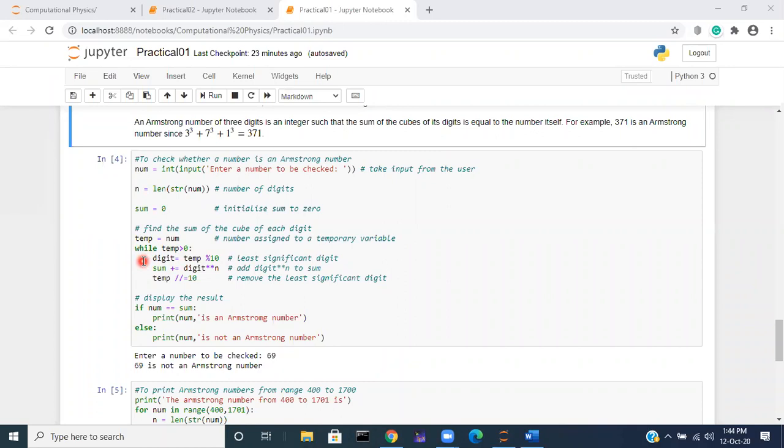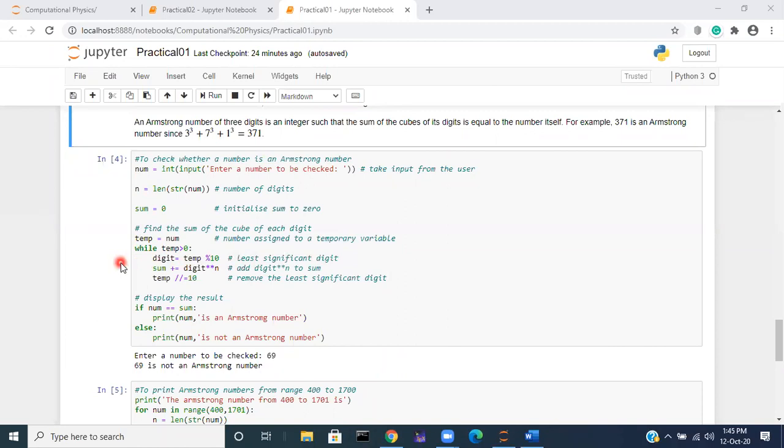The remainder gives the least significant digit. So for example, if I take the number as 371, when I divide 371 by 10, I'll get 37 as the quotient and 1 as the remainder. So this remainder 1 is stored in the digit variable. Meaning the extreme right, least significant digit is stored in the digit variable. So this first line, what does it do?